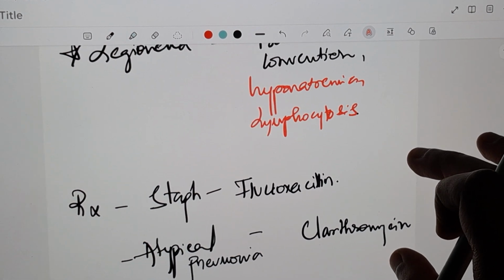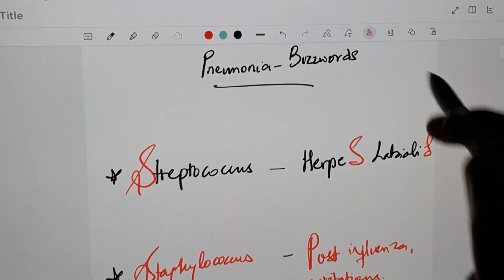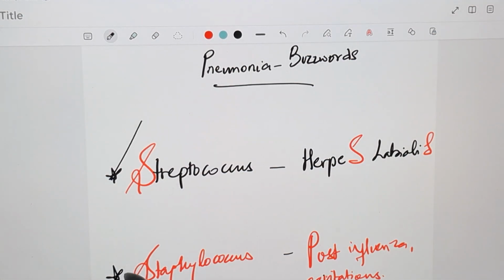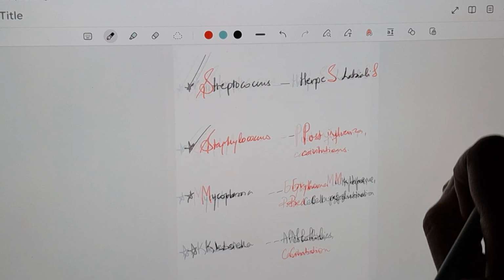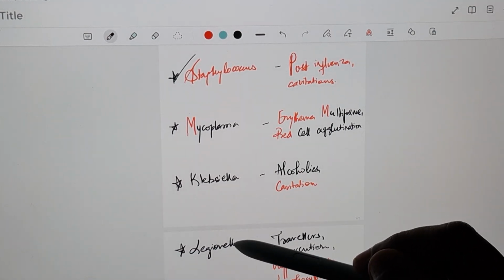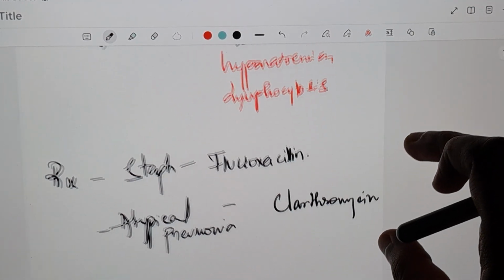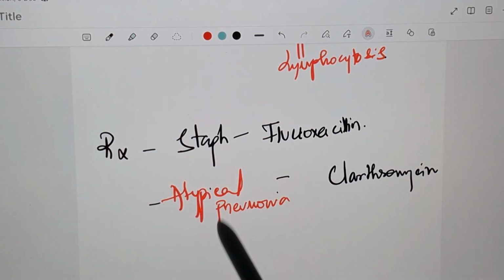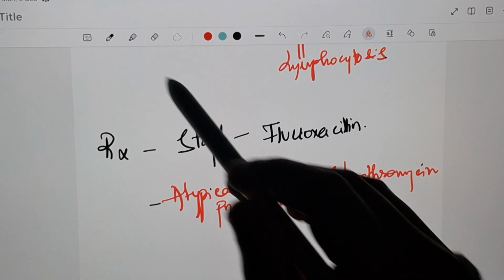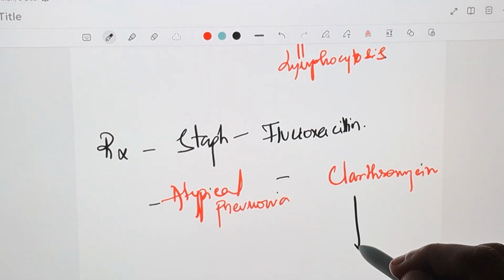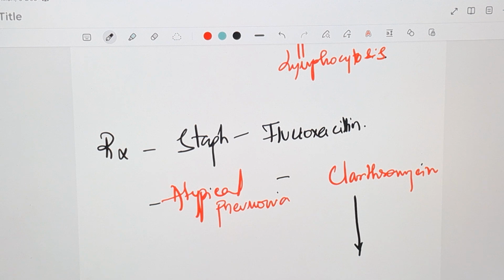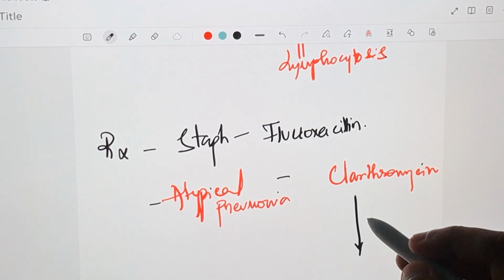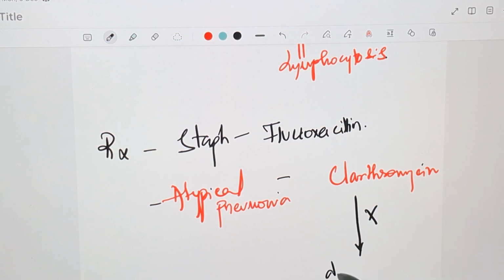Coming to treatment, Staphylococcus pneumonia and Streptococcus, these two are the typical pneumonias. The rest of those are atypical: Mycoplasma, Klebsiella, Legionella. So whenever you see atypical pneumonia, you need to remember that the first line treatment is clarithromycin. And in case it is contraindicated, like a patient who is already taking statins, we can't give both of them together because then we have a risk of rhabdomyolysis. So if it is contraindicated, you can give doxycycline.